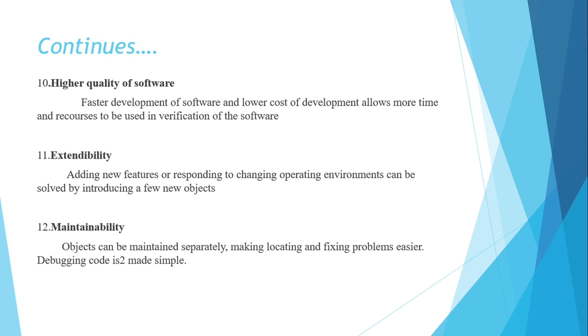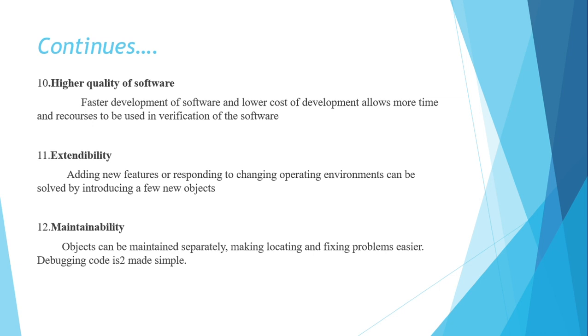Maintainability. How are we going to maintain? Objects can be maintained separately, making locating and fixing problems easier. Debugging code is made simple. The objects are created using the class name, and can be separately located and their problems fixed.